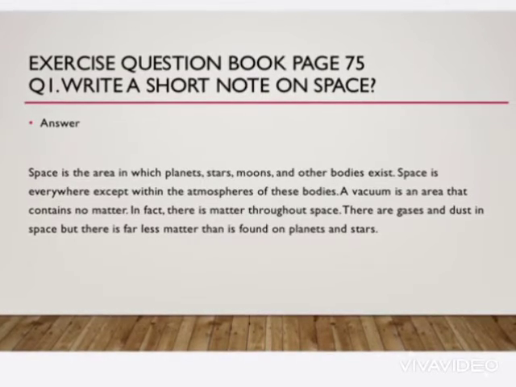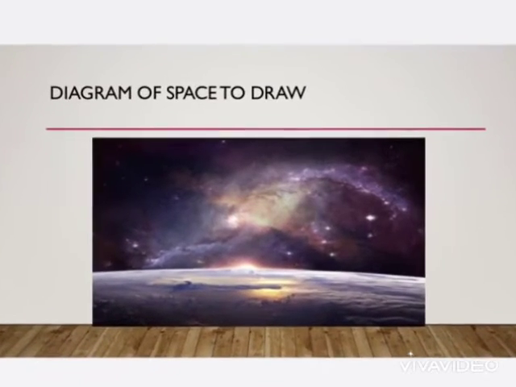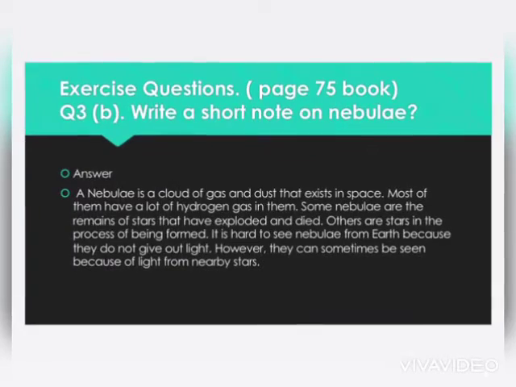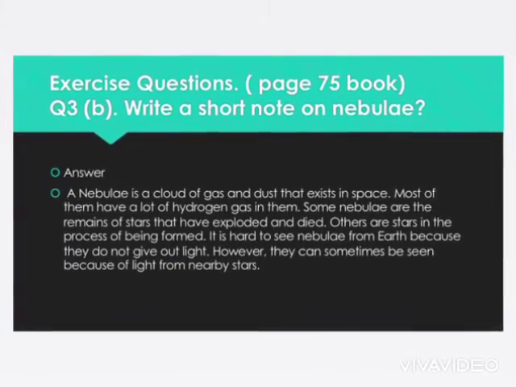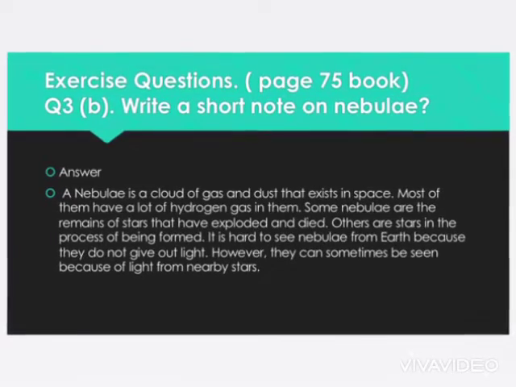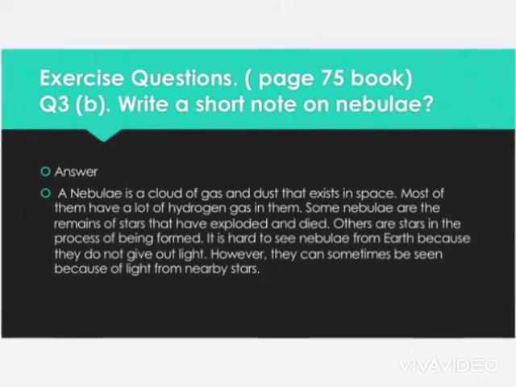With this question you will draw this diagram of space. If it is missing, complete it right now. Next is, write a short note on nebula. The answer is, a nebula is a cloud of gas and dust that exists in space. Most of them have a lot of hydrogen gas in them.